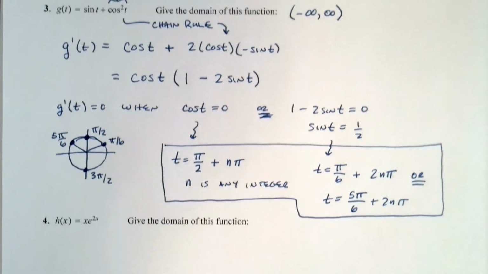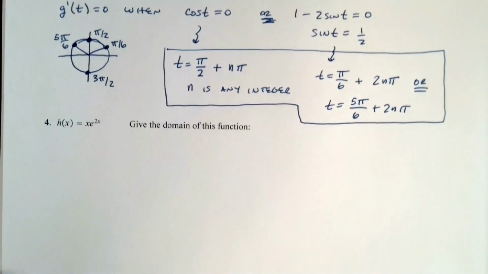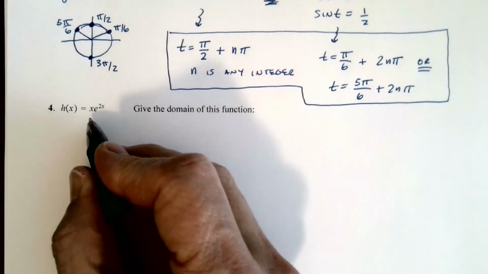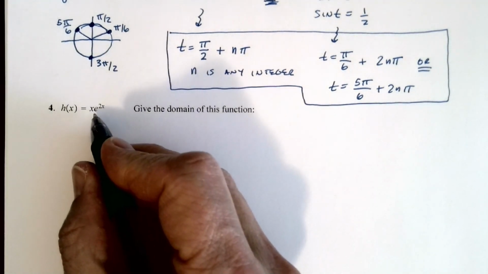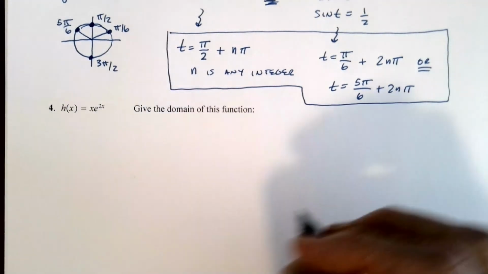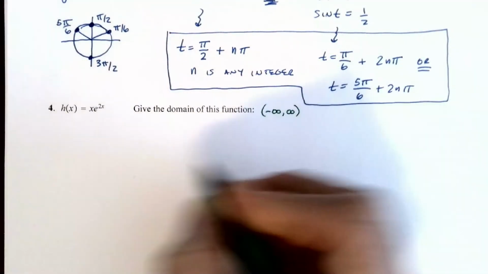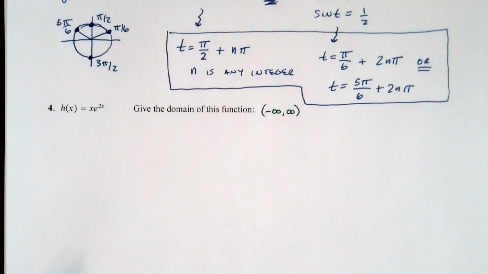All right, one more example. Let's take a look at the function h, and let's give the domain for this function. Exponential functions, like e to the 2x, have a domain of all real numbers. We're just multiplying by x. We don't have any problems there.